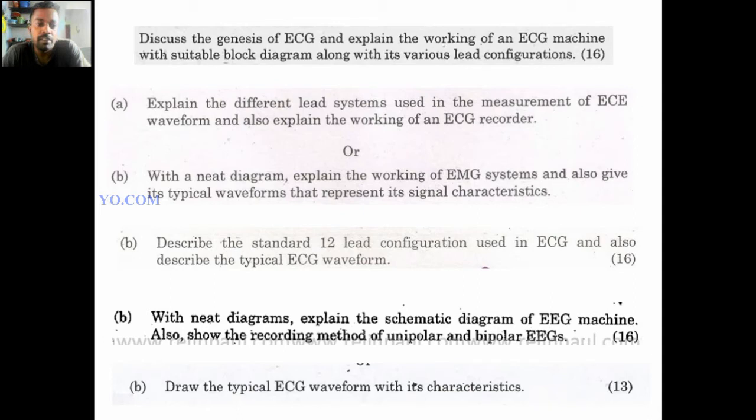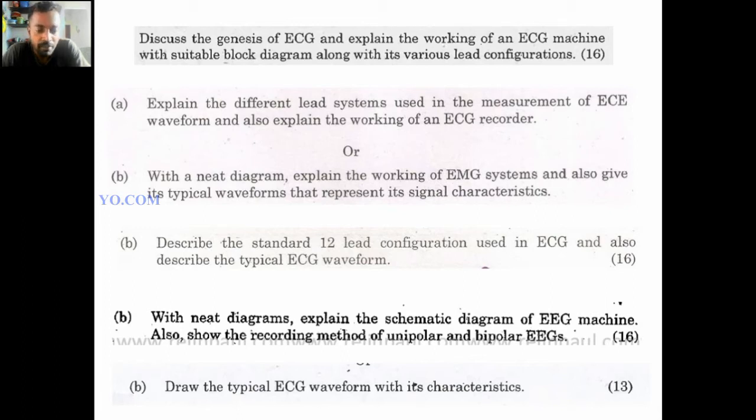With neat diagram explain the working of EMG system and also give the typical waveform that represents its signal characteristics. That is the EMG recorder, from unit 2. Describe the 12 lead configuration. The 12 lead configuration means the Einthoven triangle used in ECG, and also describe the typical ECG waveform. Draw the ECG waveform and mention PQRST like that. Then you can explain each term. Everything is present in my video.